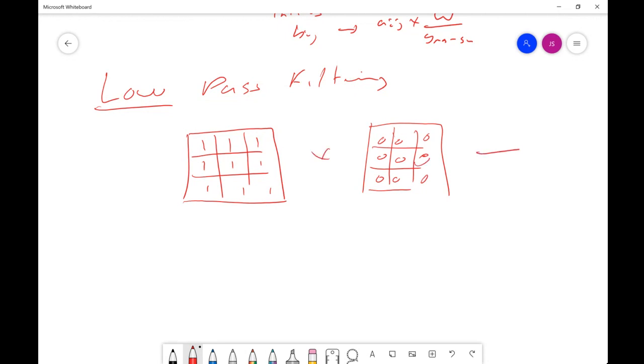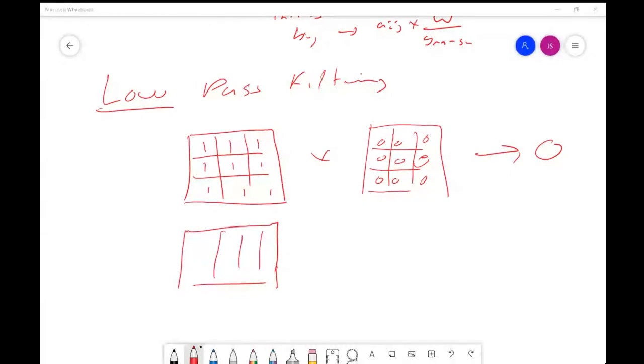So that is going to be 0. If it's all whites, oh, damn it. Oh, don't mess about. Oh!